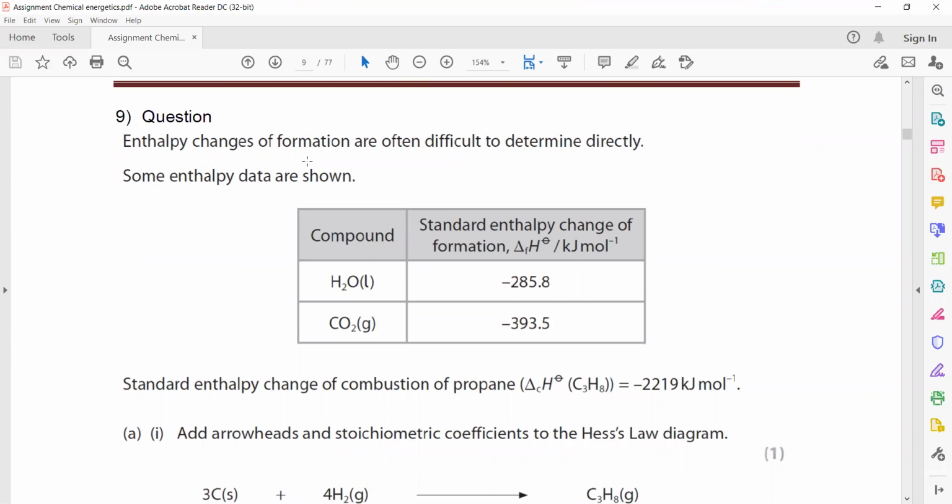In question 9, the enthalpy changes of formation are often difficult to determine directly. Some enthalpy data are shown. The standard enthalpy change of formation for water in a liquid state is minus 285.8, and the enthalpy change of formation of carbon dioxide in a gaseous state is minus 393.5. The standard enthalpy change of combustion of propane is minus 2219 kilojoule per mole.